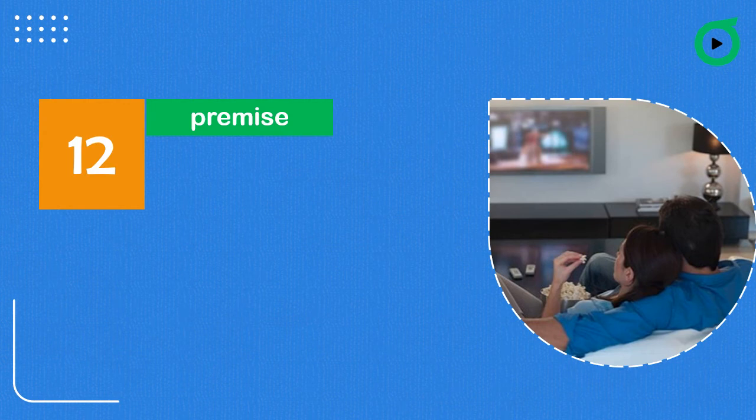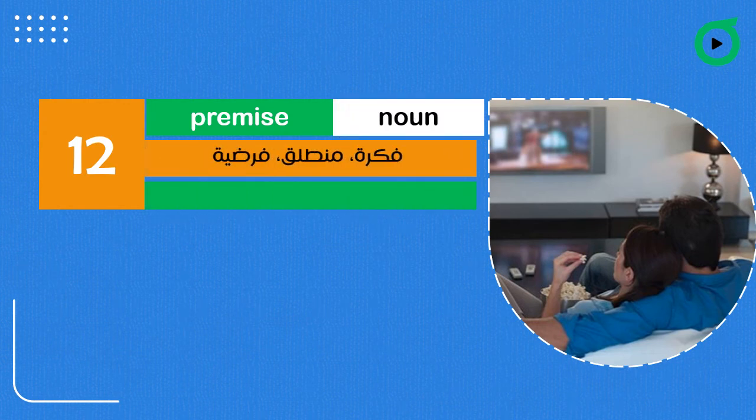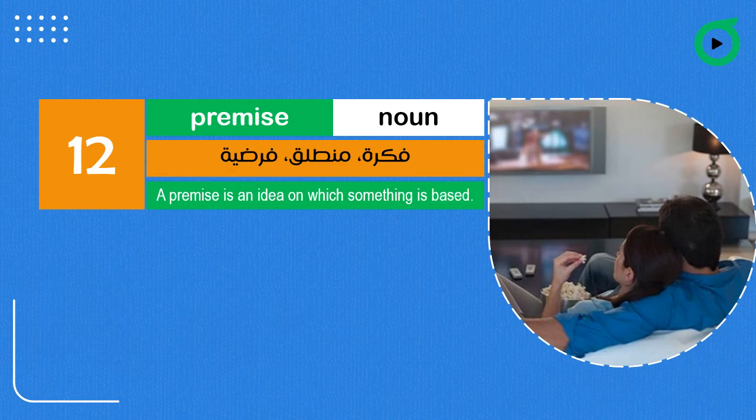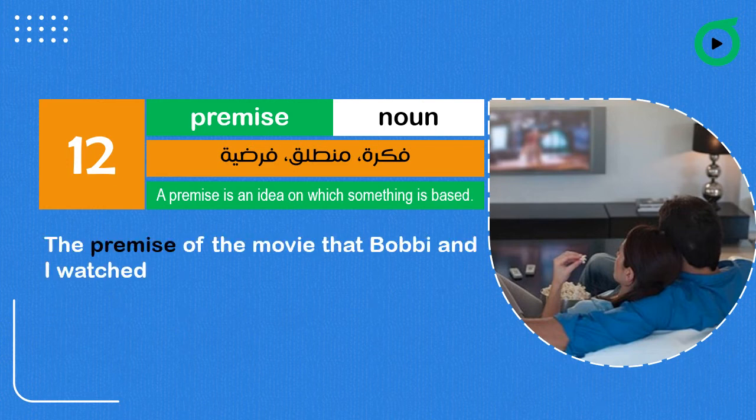Premise. A premise is an idea on which something is based. The premise of the movie that Bobby and I watched was unrealistic.